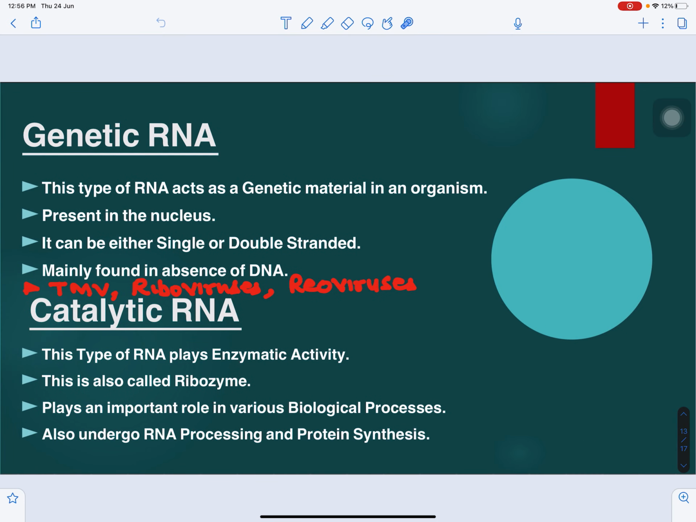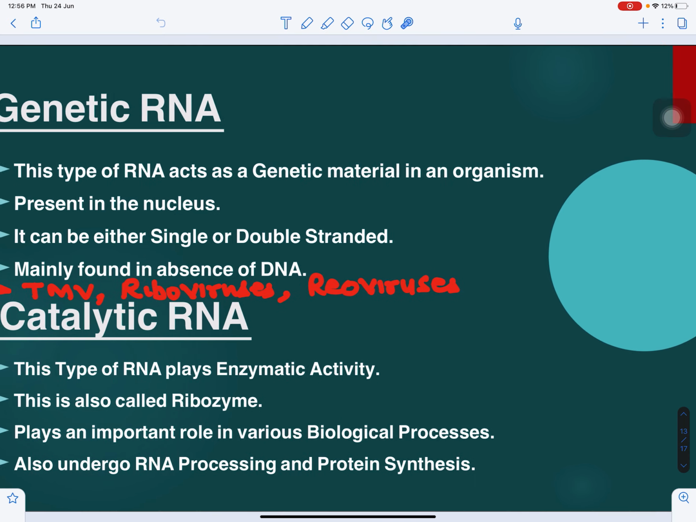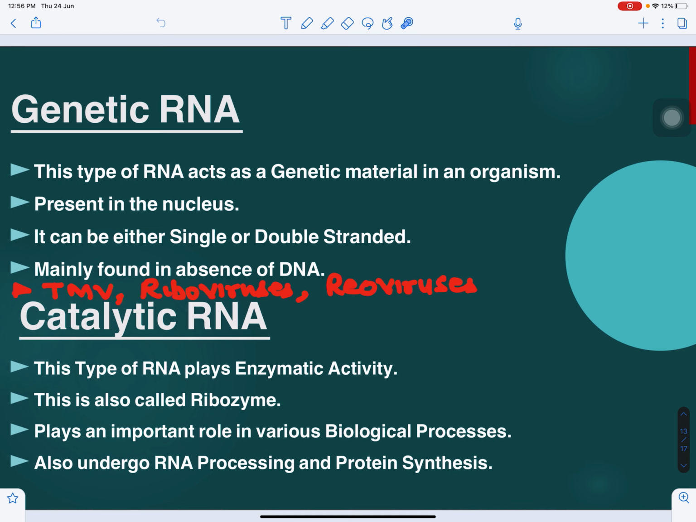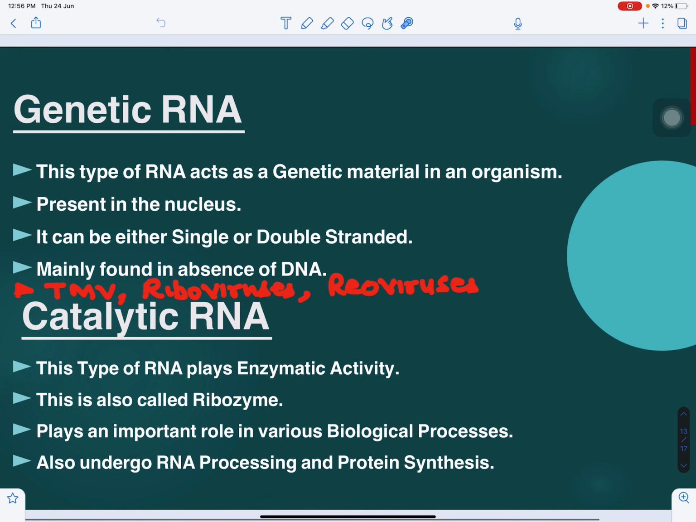Now another kind of RNA is genetic RNA. This is the RNA which acts as genetic material. I mean, if DNA is not present in an organism, there may be genetic RNA. So this will act as a genomic RNA. This is present in the nucleus. This can be single or double stranded. In the case of tobacco mosaic virus, this is single stranded, but in the case of reoviruses, this is double stranded.